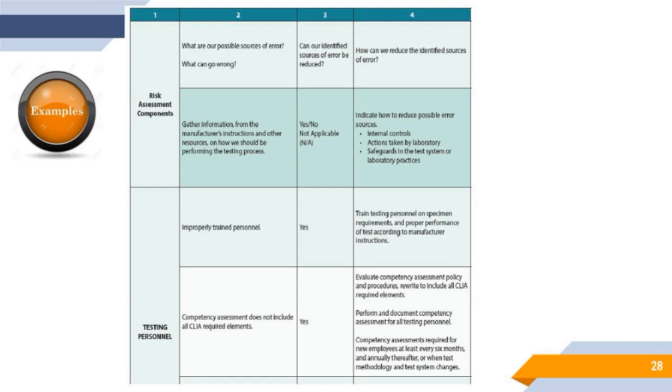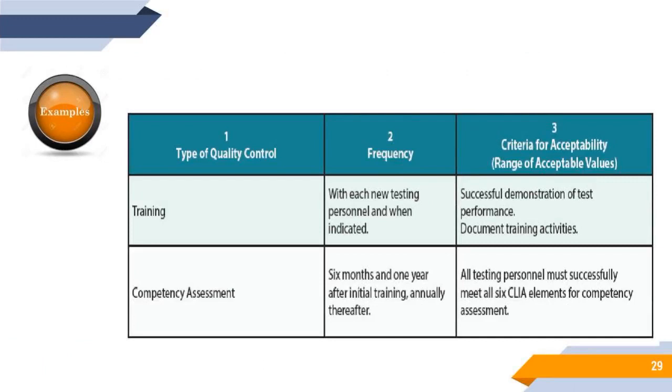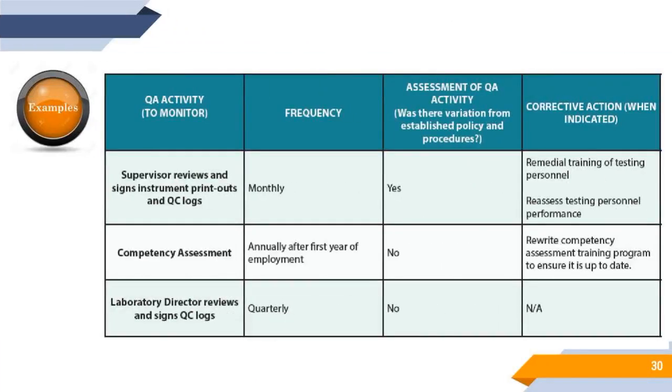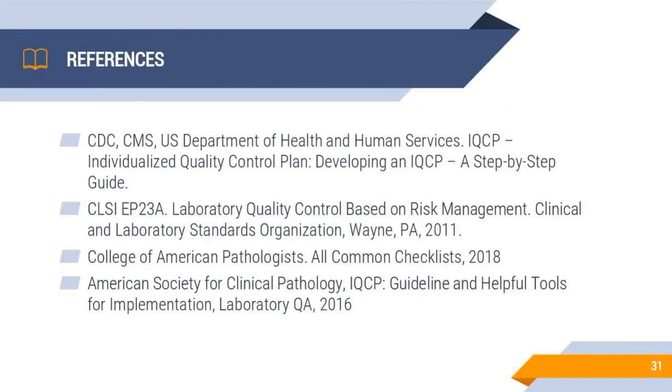Thank you. So these can be reduced. How can we reduce it? Training, what is the frequency of the training? This is now the plan, the second slide. So the frequency of the training and competency and the corrective action and the monitoring of those plans. This is the timetable, I mean the quality assessment table. And these are the references.